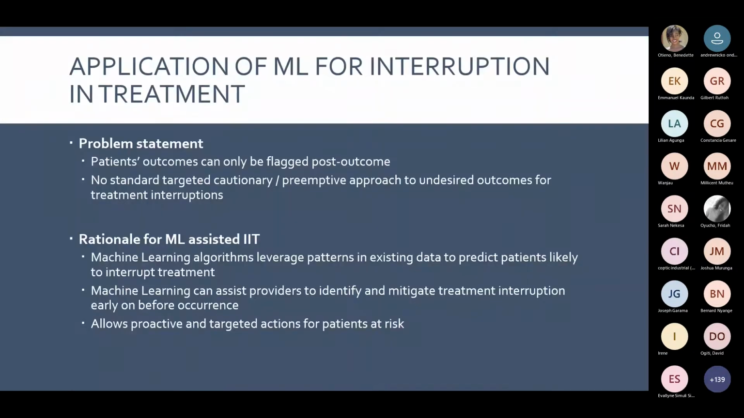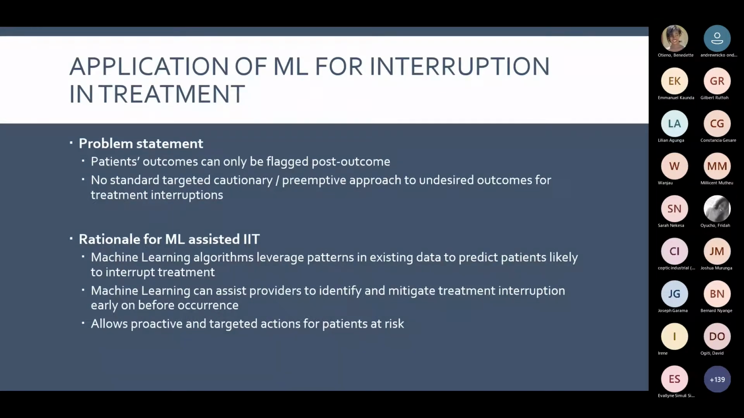So the second application for ML for us has been in IIT. This is one that I believe most or all of us would be familiar with because it shipped with Kenya EMR from day one. The problem that we tried to sort out here was to get the patient outcomes and flag them before the patients actually interrupt treatment.